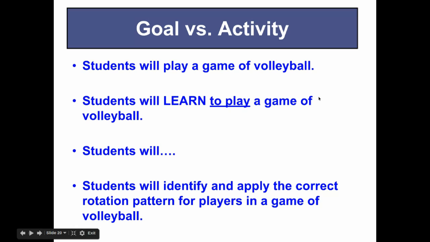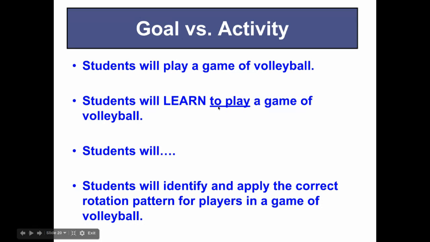So now I want you to look at this idea. Let's do another one together. Students will play a game of volleyball. So imagine that you came in and you looked at a lesson plan, and this is what the person had written as the objective for the lesson. Students will play a game of volleyball. That's an activity statement. It's what the students are going to do, but it's not what they're going to learn. Could we fix this by just adding the words students will learn to play a game of volleyball? We can't. I can't teach you how to play volleyball in one lesson.